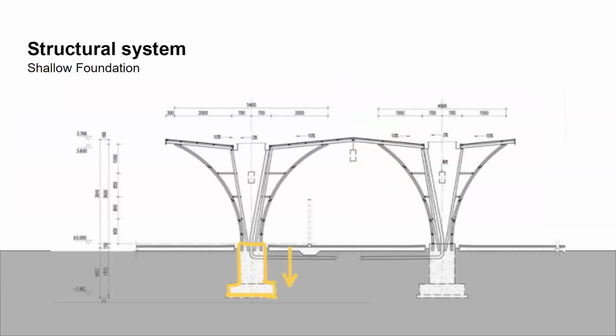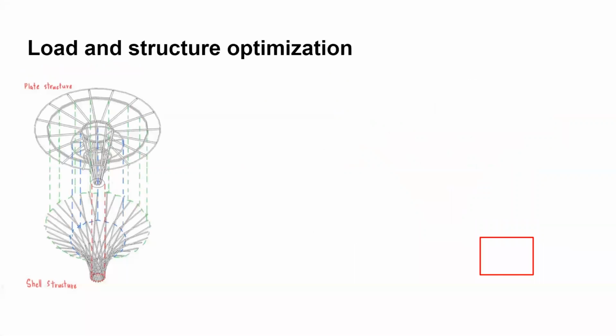For the foundation, the designer decided to use a shallow foundation because there's not much load that needs to be distributed to the ground. There are only some dead loads, which are the plate on top of the roof, the beam, the core, and the shell structure, and some live loads, which are the rain load and the wind load. So there's no need for a pile foundation. The shallow foundation is enough.